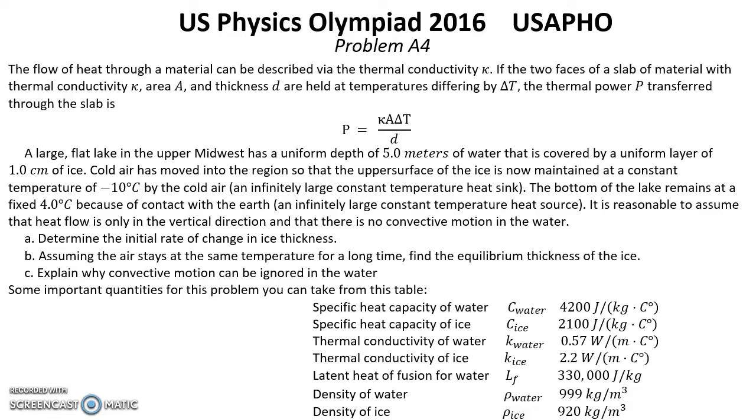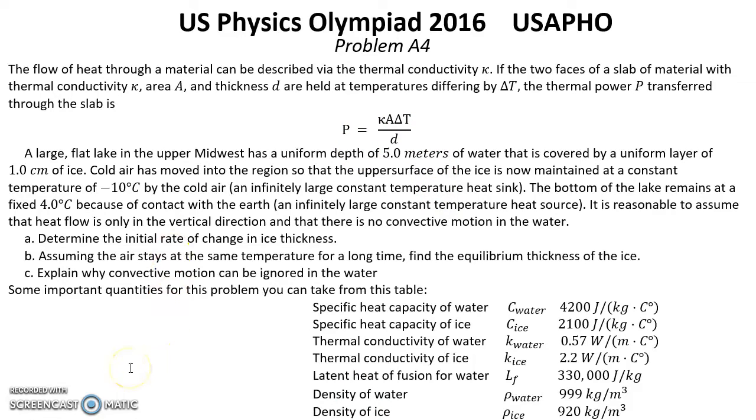Problem A4. The flow of heat through a material can be described via the thermal conductivity K. If the two faces of a slab of material with thermal conductivity K, area A and thickness D are held at temperatures differing by delta T, the thermal power P transferred through the slab is this expression.